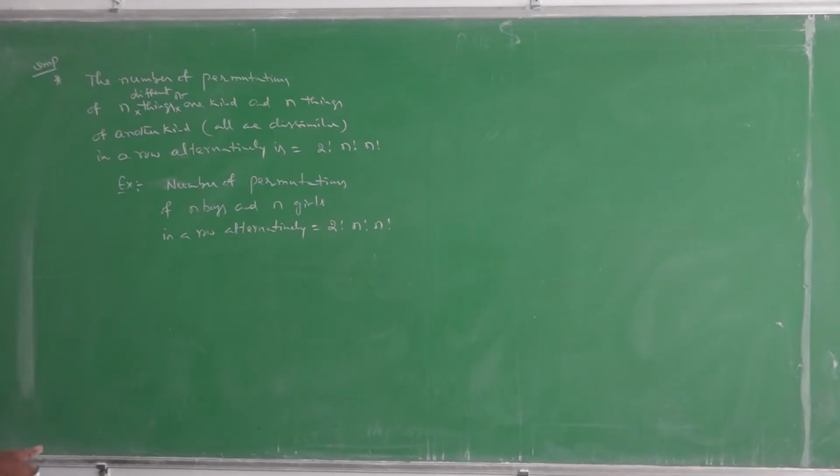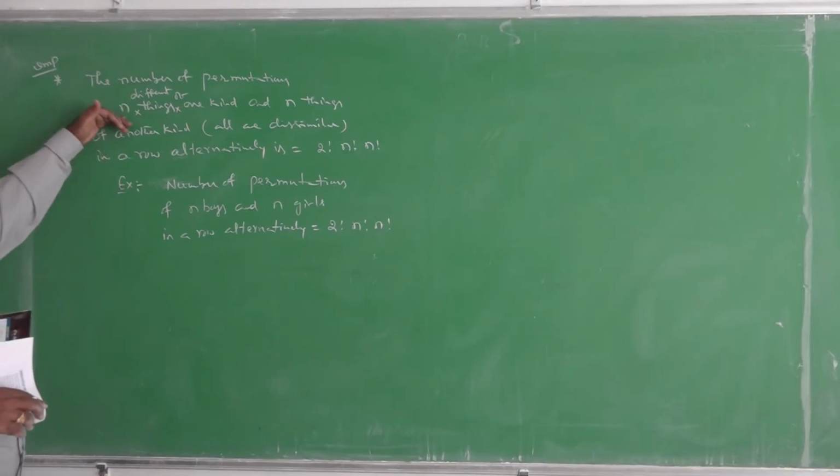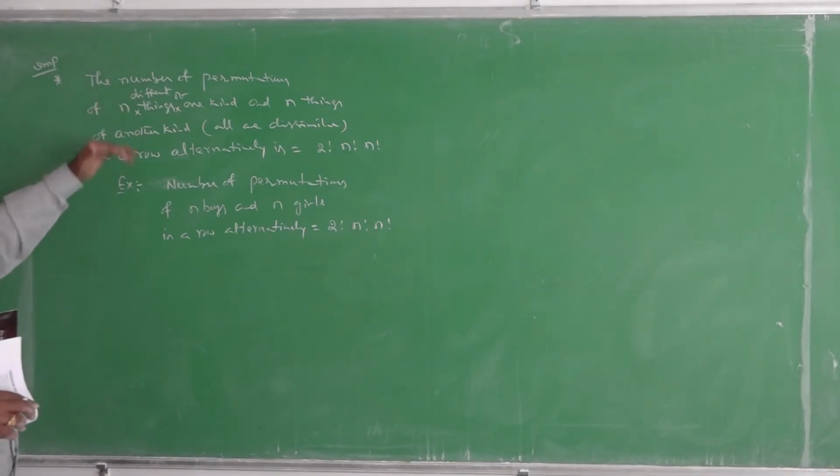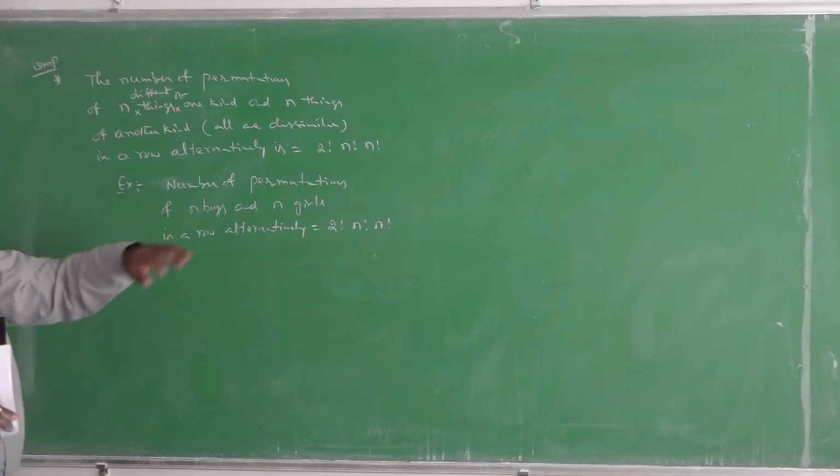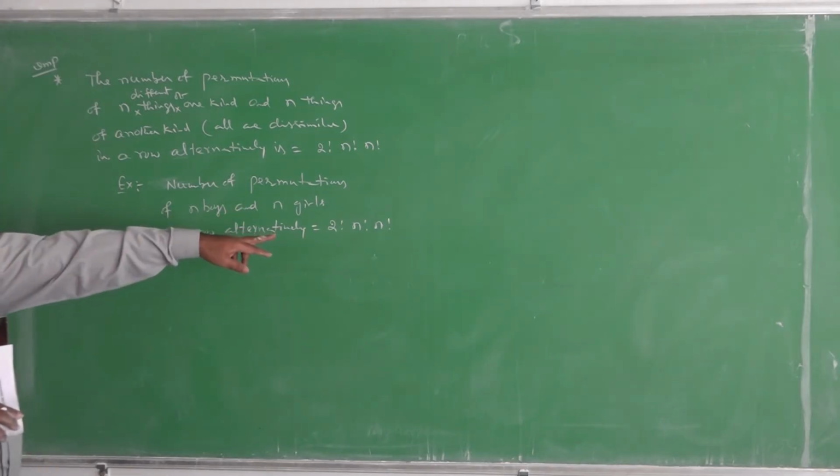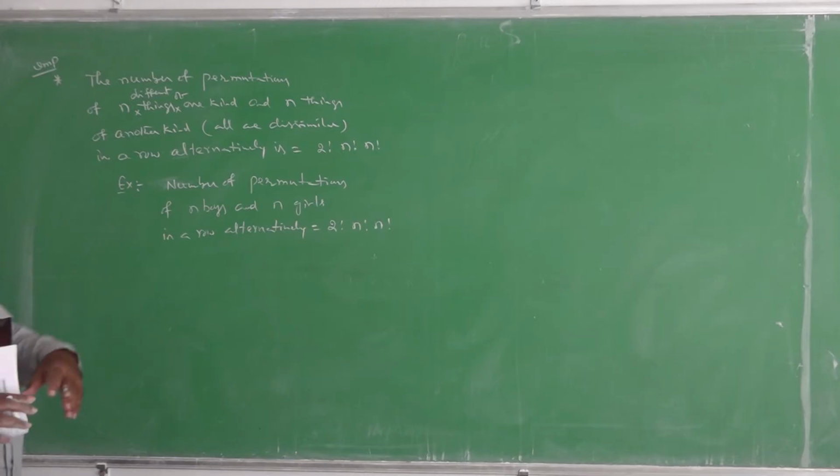In the same case, suppose we are in need of the number of permutations of n different things of one kind and n different things of another kind, so that the permutations start with the first kind. The arrangements starting with the first kind are only n factorial into n factorial. You do not get 2 factorial in such a case.